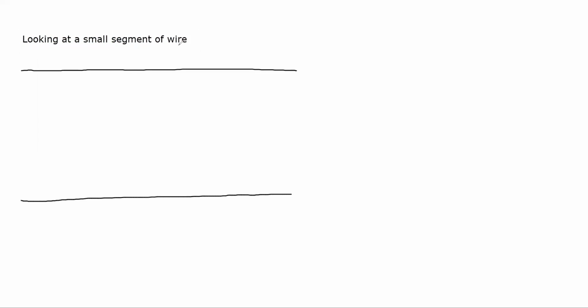Okay, so I'm going to draw my wire here. I'm going to draw my wire pretty big because, again, we're zooming in, right? To black here. Okay, here's my segment of wire. And let's say I have current. Let's say current's going in the same direction.